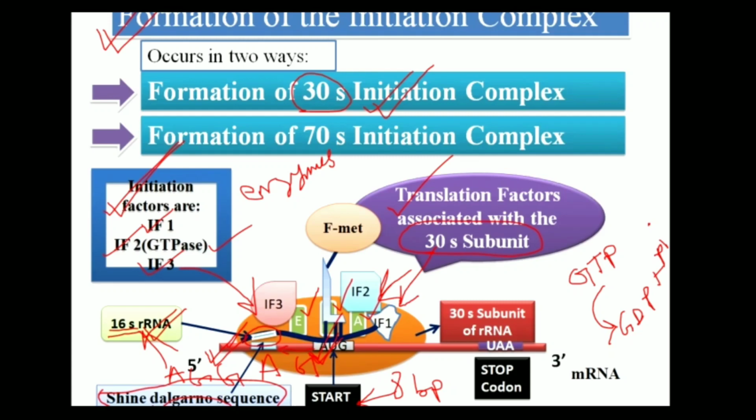So the 16S rRNA will go and bind with this Shine-Dalgarno sequence, and they will send a signal to the ribosomal RNA or the ribosomes to go and bind at the start site, where they will start the initiation process.